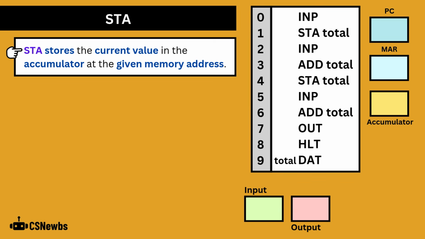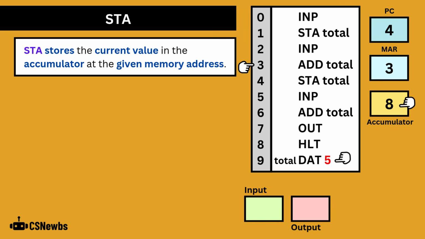A new mnemonic now, STA. STA stores the current value in the accumulator at the given memory address. This program will add 3 numbers together, storing the sum in a memory location labeled as total. First, we've input 5, which goes directly into the accumulator. We use STA to store the value of the accumulator into the memory address labeled total. In reality, it is a separate RAM address, but I've included it down on line 9 to show its value changes. We input another number now, which is 3 and stored in the accumulator.